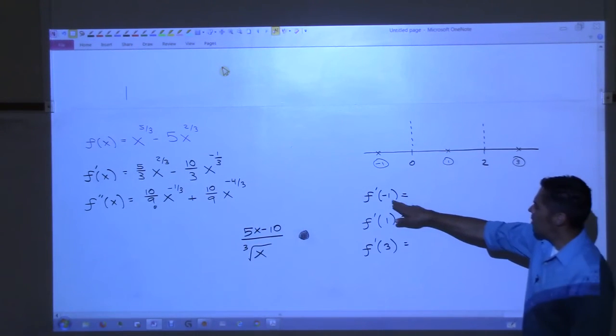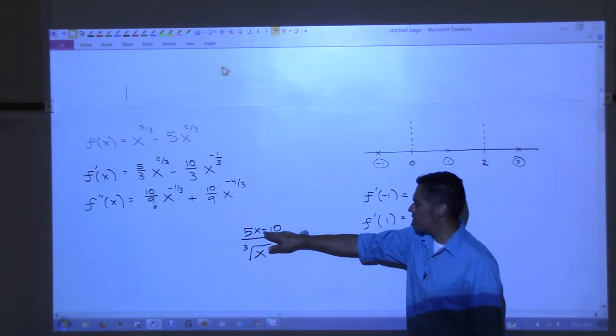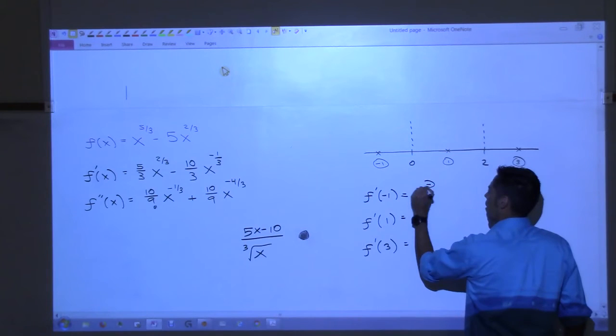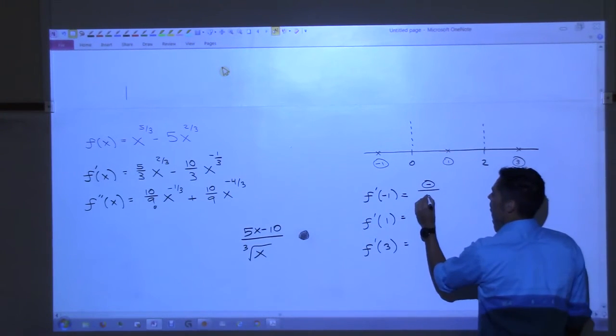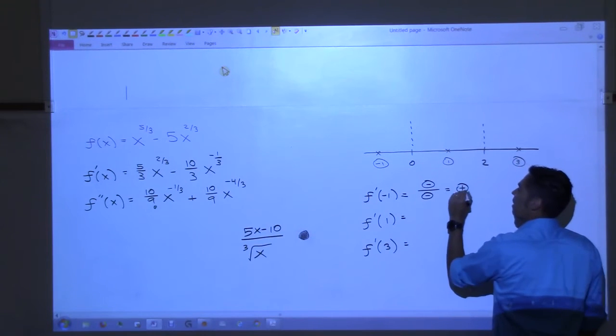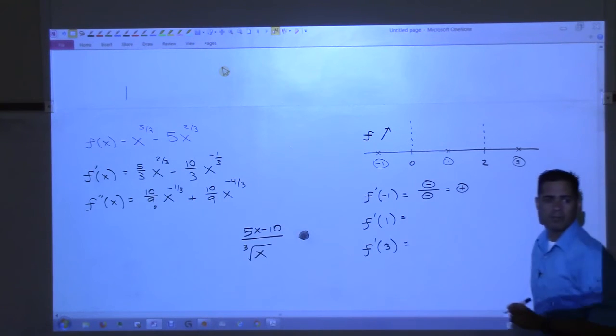Okay, so let's plug -1 in here. -1 here, get -5, -10, I get a negative on top. And then carefully, what's the cube root of -1? What number times itself 3 times gives you -1? -1, right? Cube root of -1 is -1. Square root of -1 is undefined, right? That's an imaginary number, but cube root's okay. So we get a -1 on the bottom, so negative over negative, that's positive. This means my original function f is increasing here.